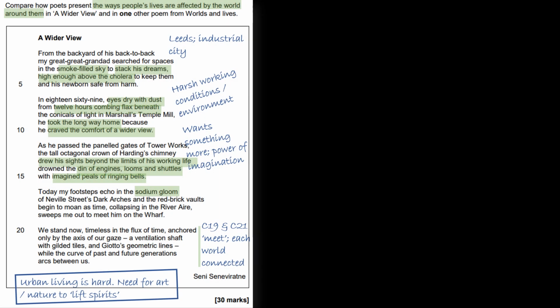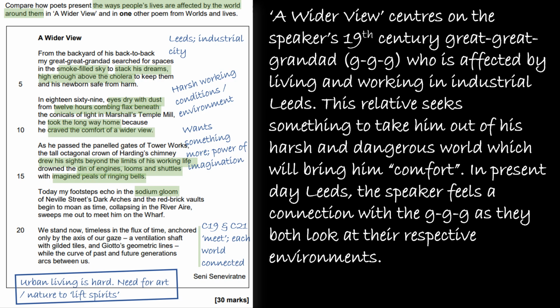When writing about the printed poem, it's best to start by very briefly summarising what it is about. Note how the answer echoes the key wording of the task, the ways people's lives are affected by the world around them. Then track through the poem, picking up on your highlighted evidence and linking it to a point about the effects of the surrounding world on the individual.